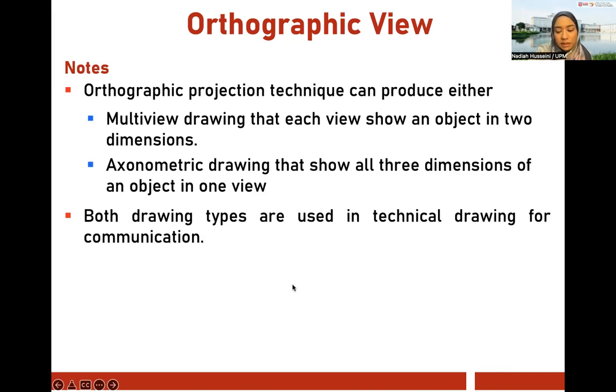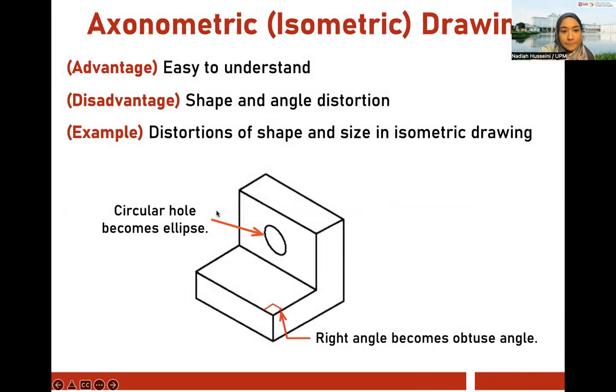Especially if the object is like, ada bulat-bulat lah, apalah, macam-macam kan. So we use axonometric lah most of the time. Okay, axonometric is also called isometric. For those yang pernah ambil lukisan kejuruteraan, I think this word is familiar to you. So axonometric is the same as isometric drawing. The advantage is easy to understand. The disadvantage is that sometimes you have that shape and angle distortion, especially if you have that angle rotation. When you have that angle rotation, dia akan distort a little bit lah.